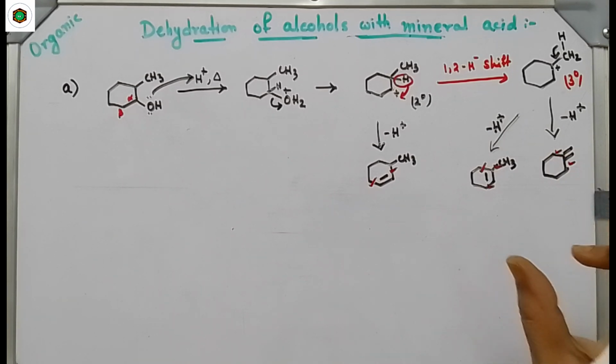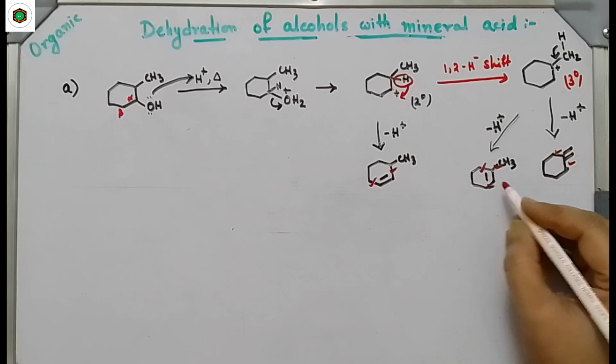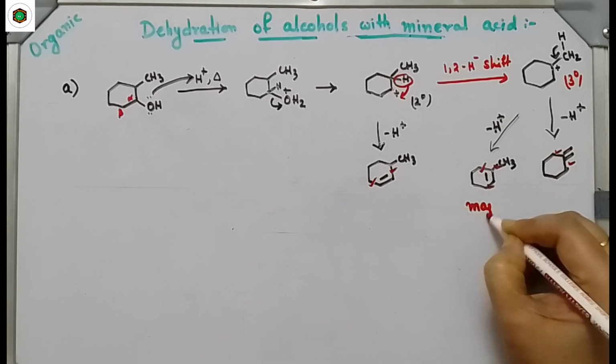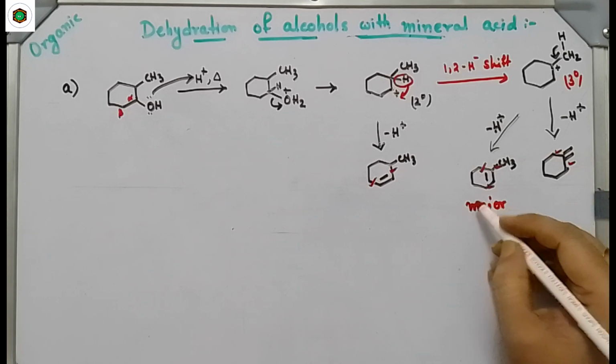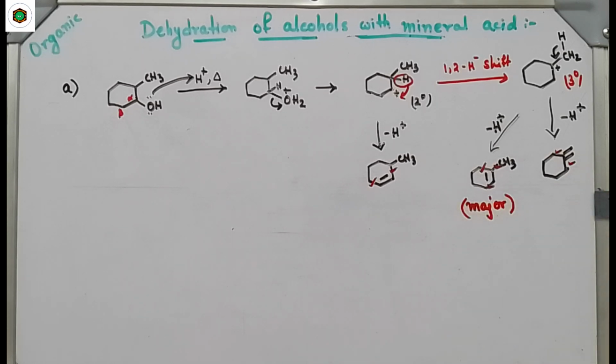So according to Saytzeff's rule, the more substituted alkene is the major product. So this is your major product. On the arrow only you have to mention the major product, because the question was to write the major product of the following dehydration reactions. The first reaction I explained with all the products. For the next 4 reactions I will explain the major product.